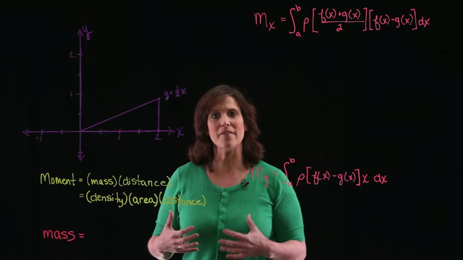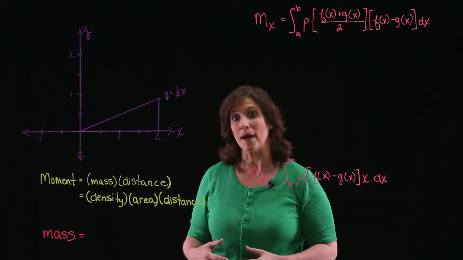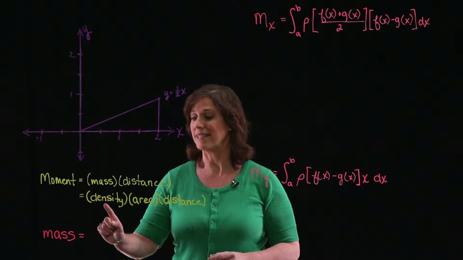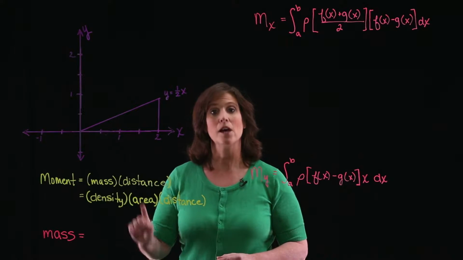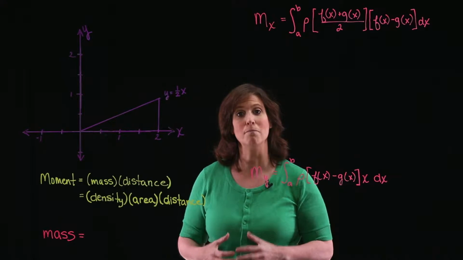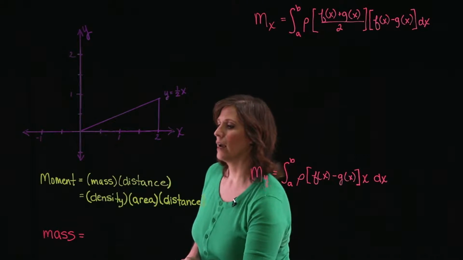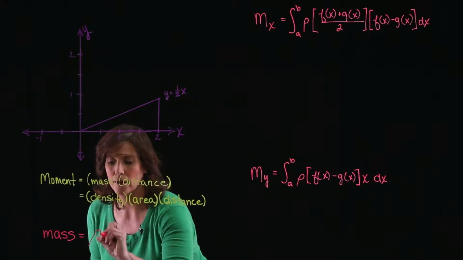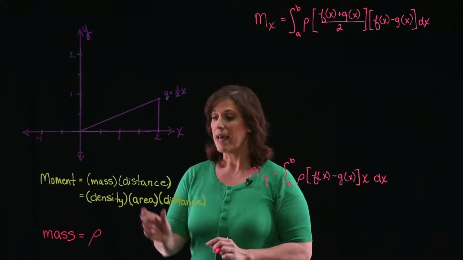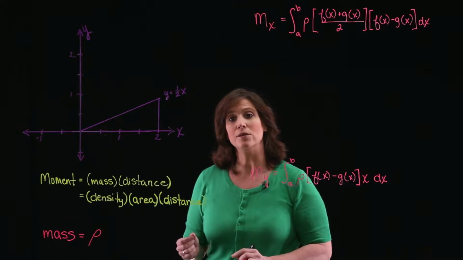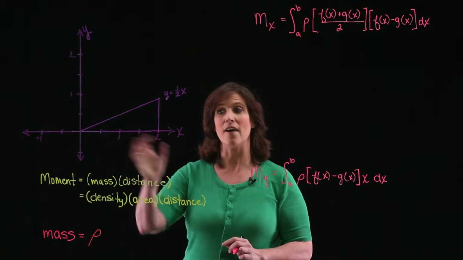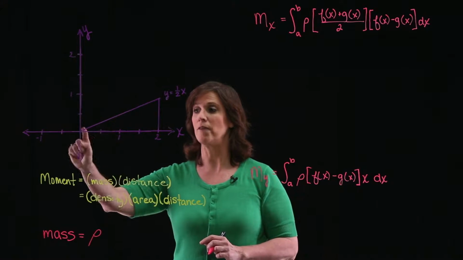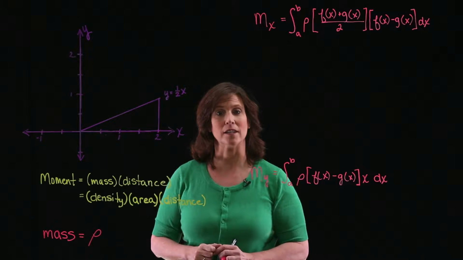But in this problem, because I have a lamina, I don't have a mass point. So I'm going to make use of the fact that the mass can also be thought of as the density times the area. So let's begin by finding the total mass of this lamina. The density is uniform, so I'm just going to use rho to represent the density. The area, I can use calculus to find by taking the integral from 0 to 2 of my top function minus my bottom function.